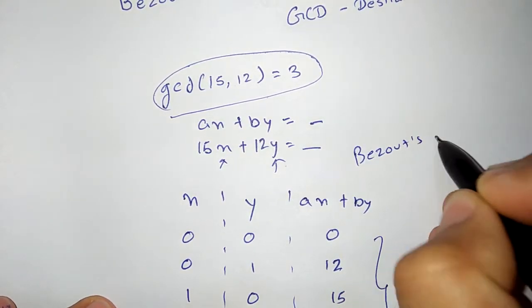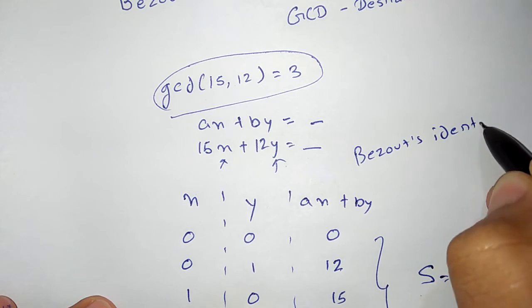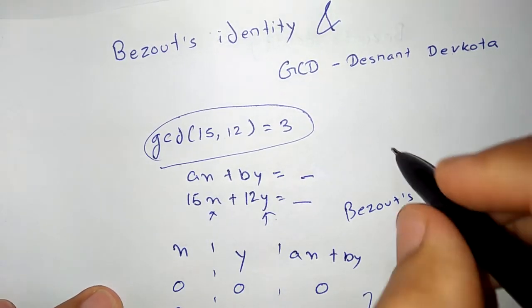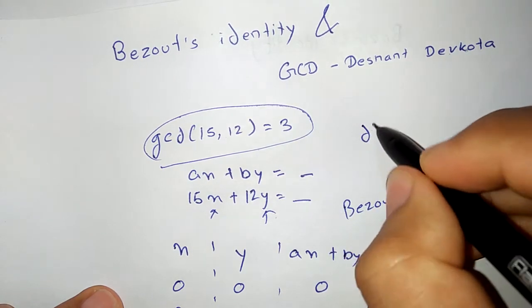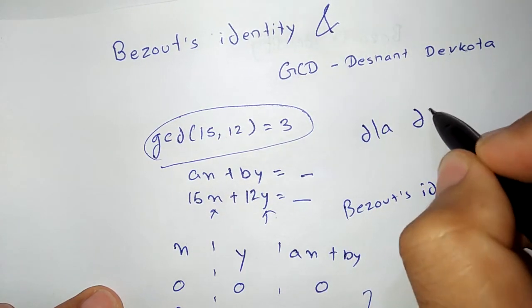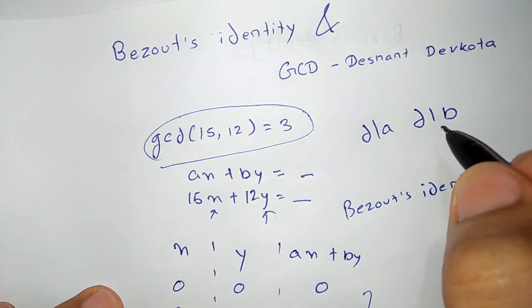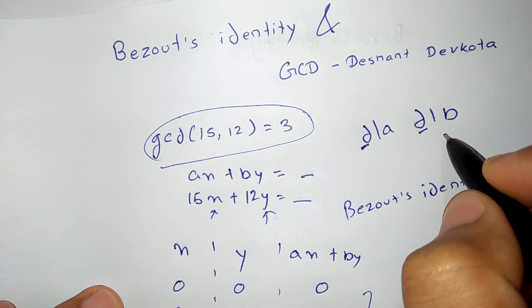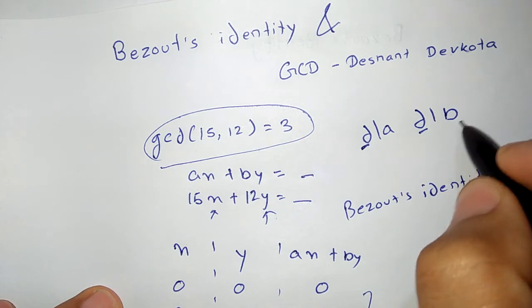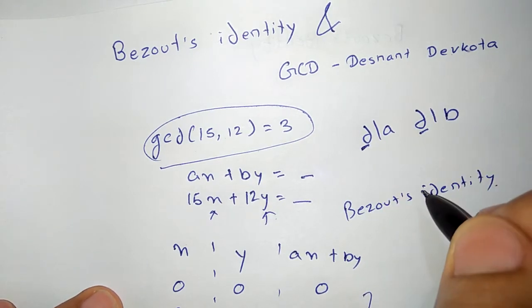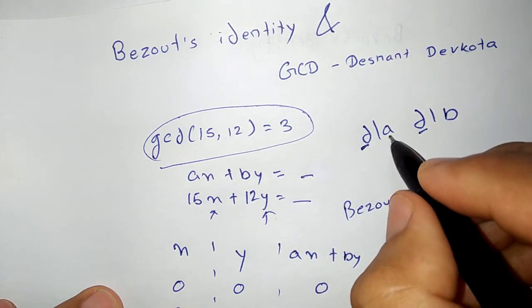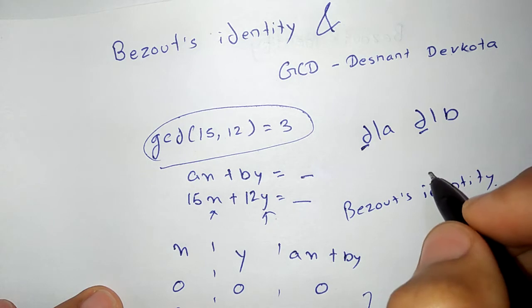Bezout's identity. Bezout's lemma goes something like this: if you can divide a number by a certain number, suppose D is a common divisor, it's not the greatest common divisor, but it is a common divisor for A and B, then Bezout's theorem tells us that this D can be produced as a linear combination of this A and B.